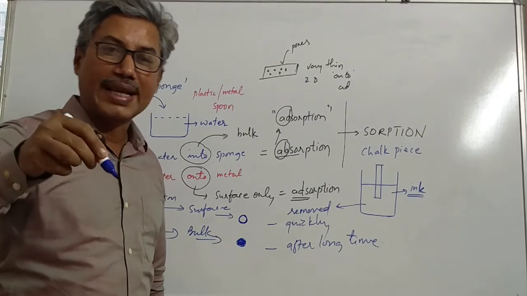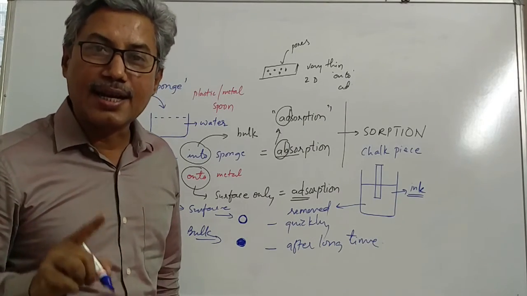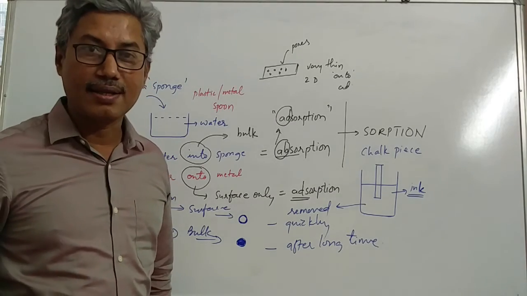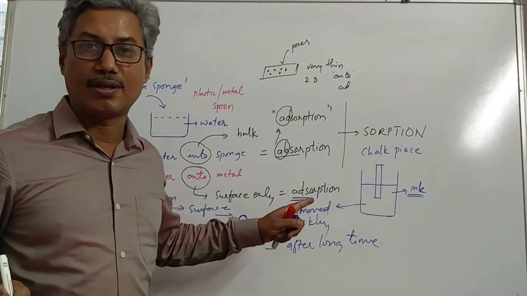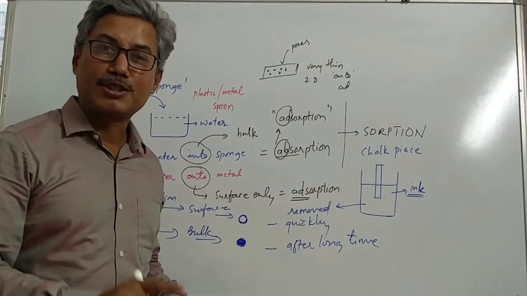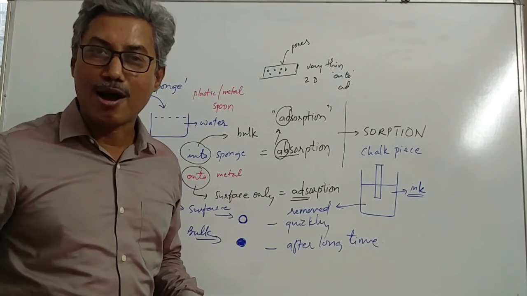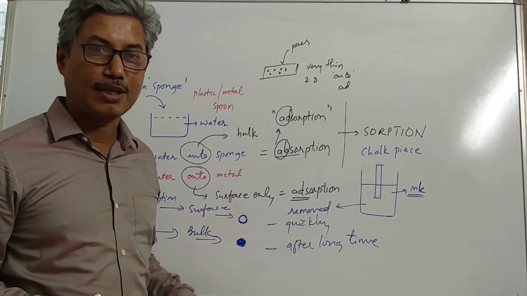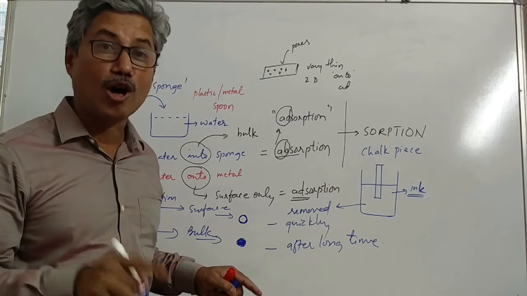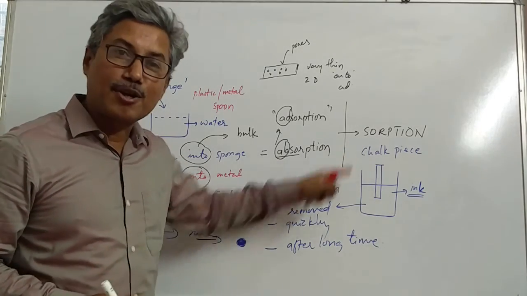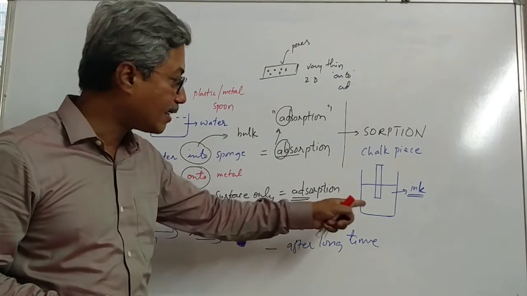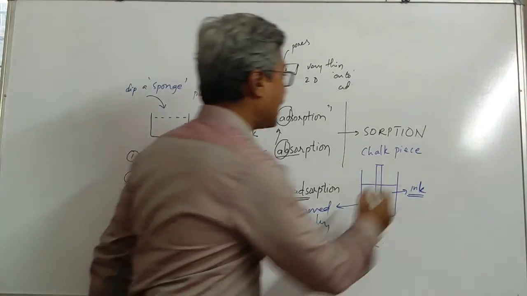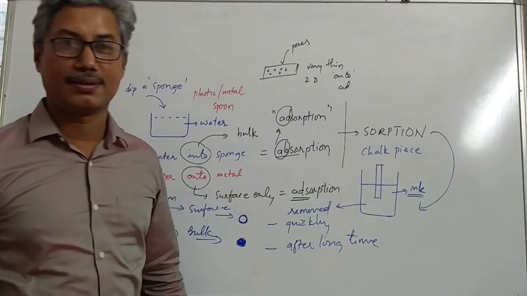Now look at this. Upon putting the chalk piece into the ink, whether ink undergoes adsorption or absorption depends on the time period. If it is removed quickly, ink undergoes adsorption. And if it is removed after a long time, ink undergoes absorption. Therefore, now ink is sorbed. Ink undergoes sorption now, because here both adsorption and absorption are taking place simultaneously. Therefore, in this case, the word sorption is more suitable. Clear, students?